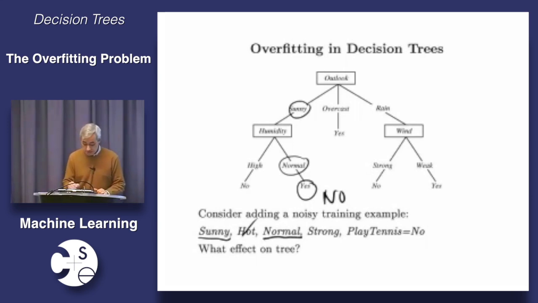Exactly. I need to keep splitting here. This is not a leaf yet. I'm going to need to split on something more. And I can't stop splitting until I get the answer that I want, which is no. Okay? So now your decision tree learner is happy. But what's the problem with this? What went wrong here?